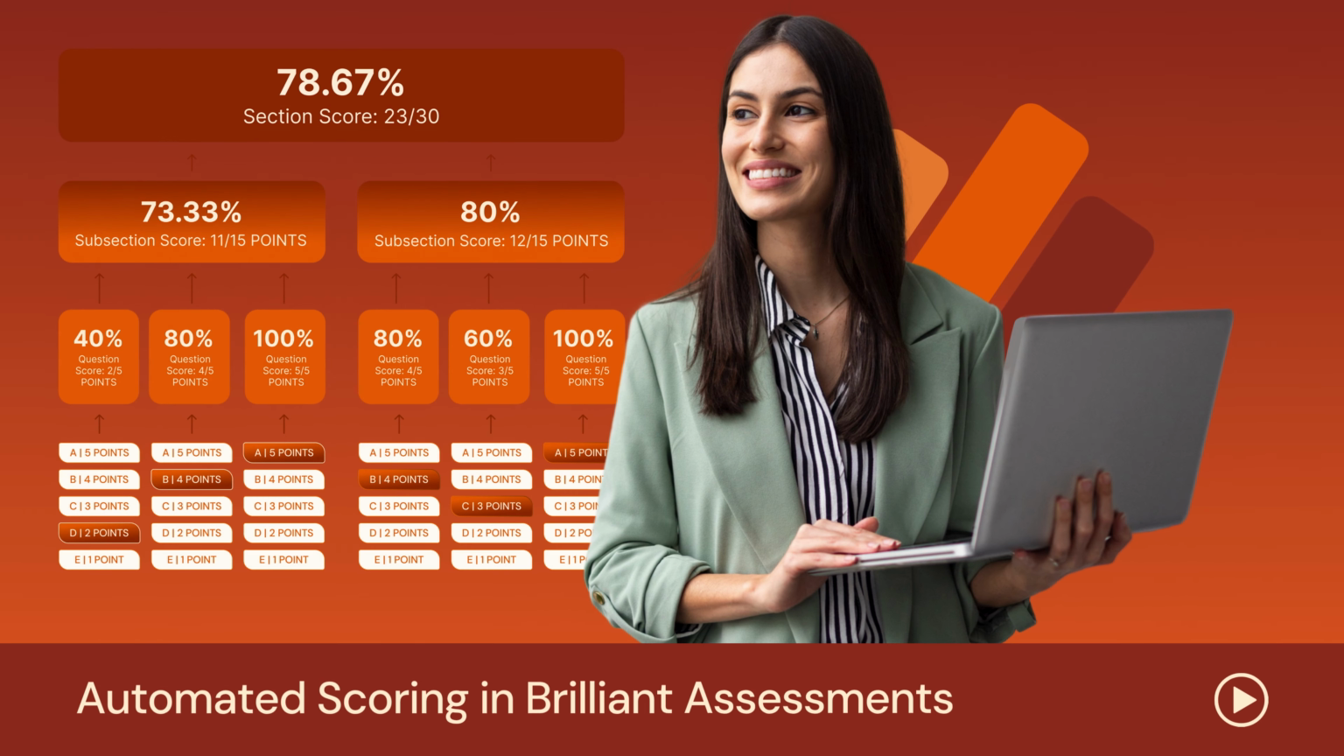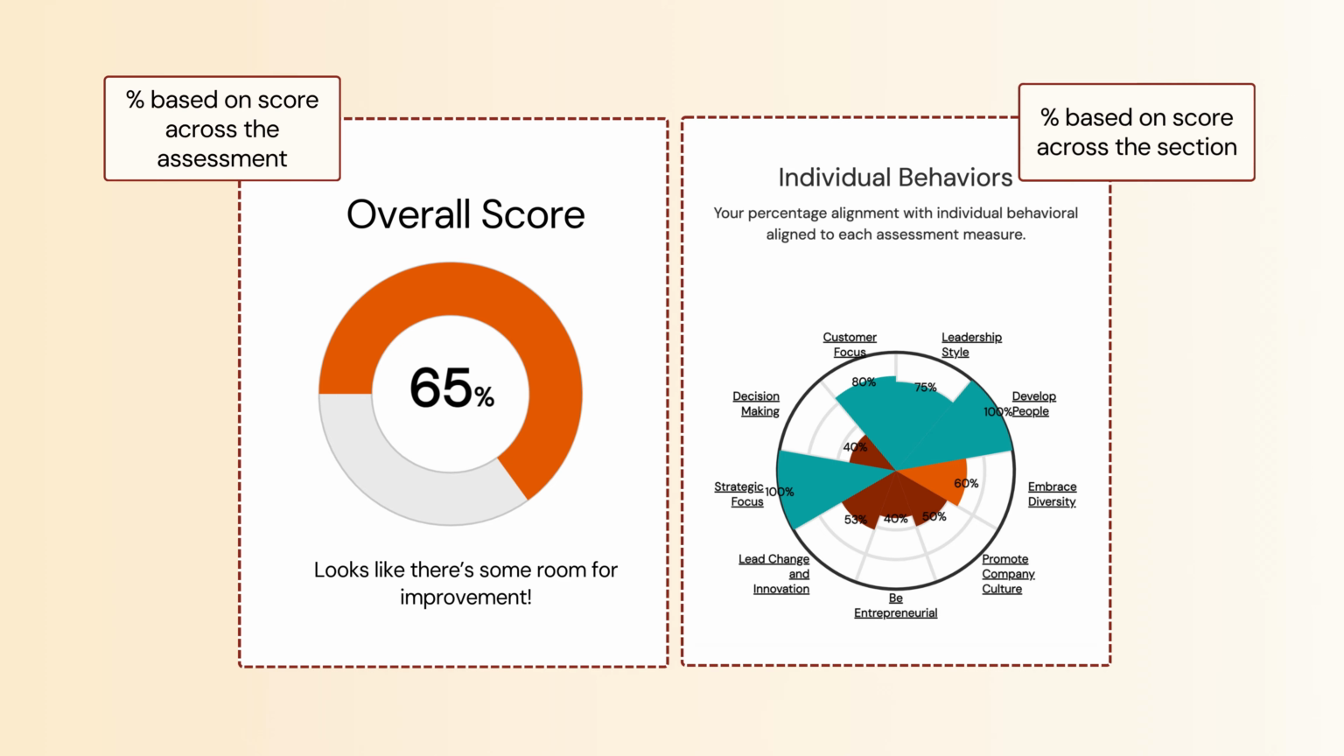We've covered a lot about building and branding your assessment, but the thing that really makes the assessment work is scoring. When we talk about scoring in brilliant assessments, we're talking about the number of points allocated to each answer, question, subsection, section, segment, and the assessment as a whole.